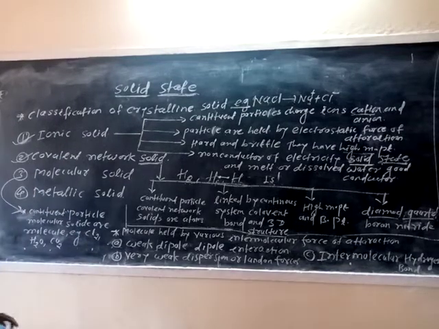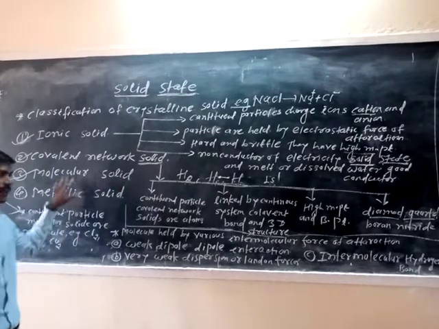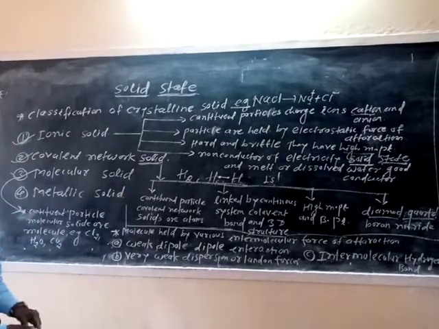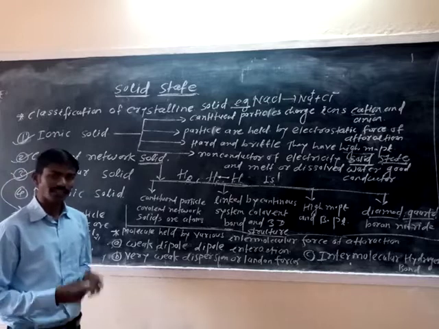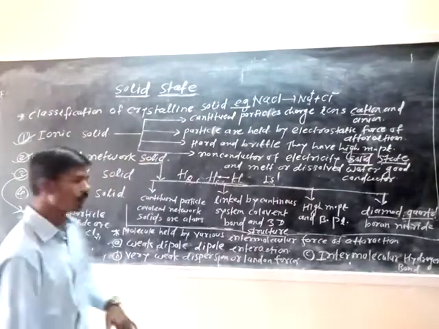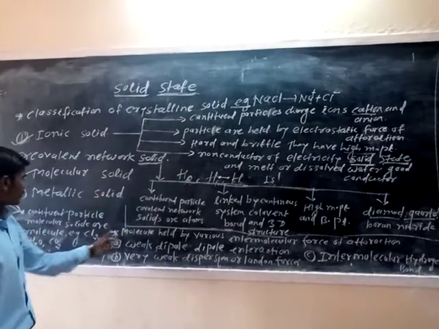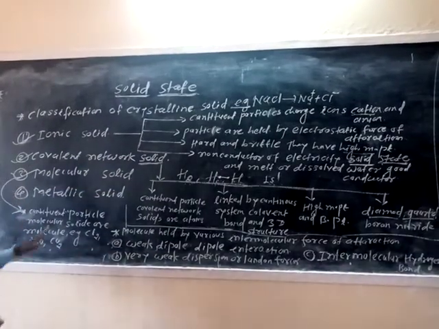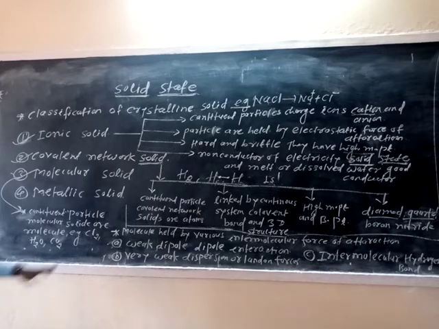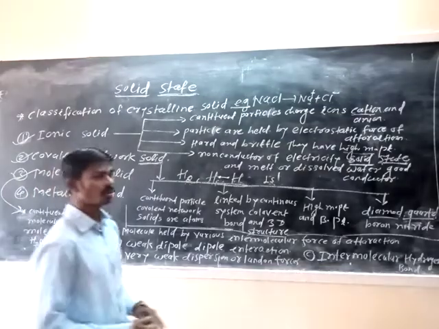Next type we discuss is the molecular solid. In molecular solid crystals, there are various types of molecules like H2 molecules, carbon dioxide molecules, CH4 molecules. The first point is that the constituent particles of molecular solids are molecules, for example the Cl2 molecule, H2 molecules and CO2 molecules.